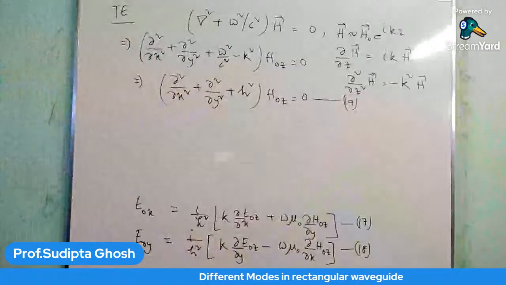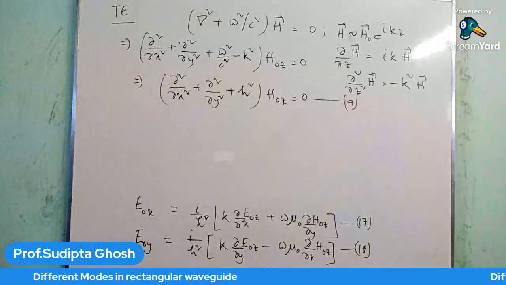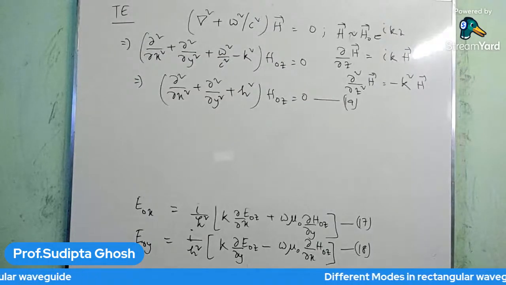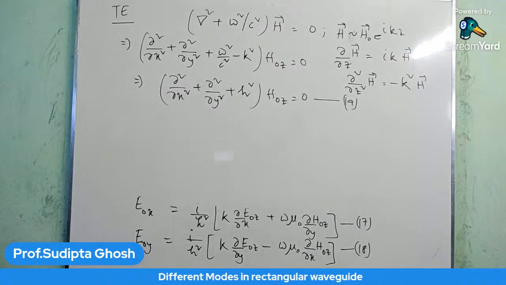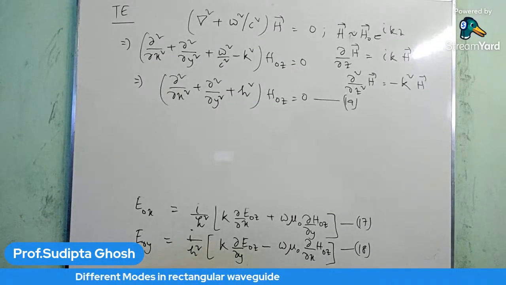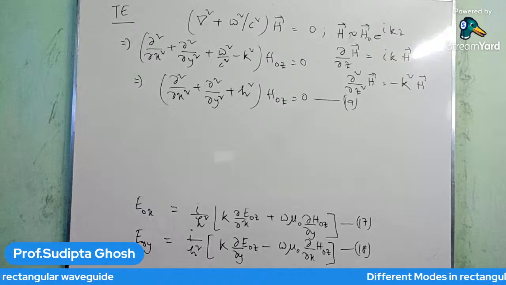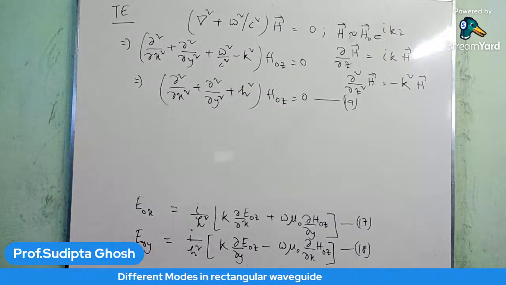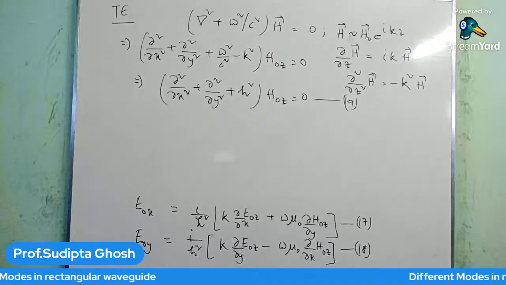Now we have to find the value of HOZ. Because if we can find the value of HOZ, then all the four transverse components, that is EOX, EOY, HOX and HOY, can be found by putting the values of HOZ in equation number 15 to equation number 18.